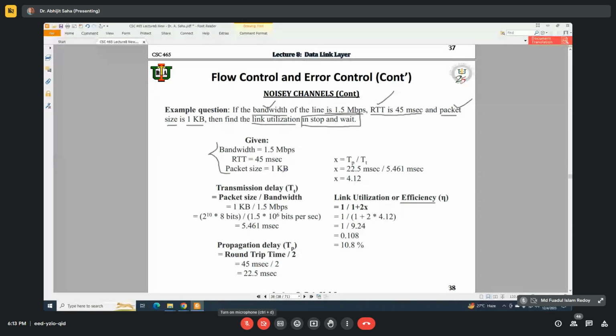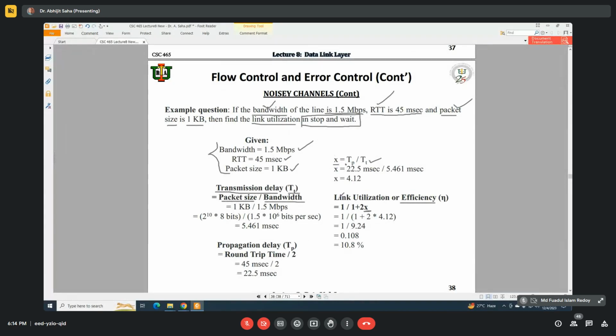Now we know that the formula for efficiency is eta equals 1 divided by 1 plus 2x, so we have to find the x value. To find the x value, we know this is TP divided by TT. The transmission delay, TT, is the packet size divided by bandwidth. The packet size and bandwidth have been given to us. For getting the propagation delay, the round trip time has been given, divided by 2, and that gives you TP. If you get TT and TP, then you get the value of x.